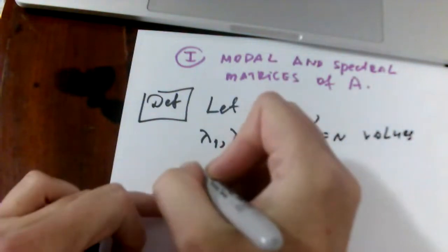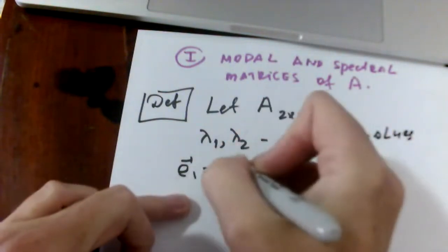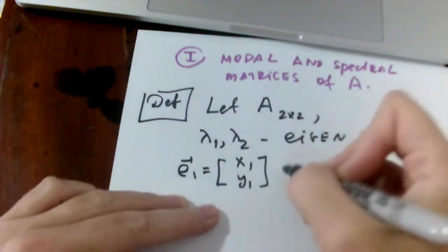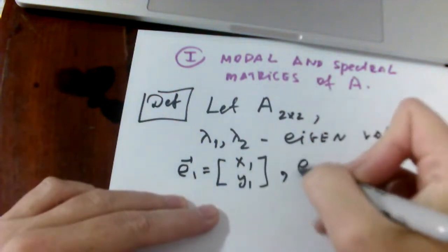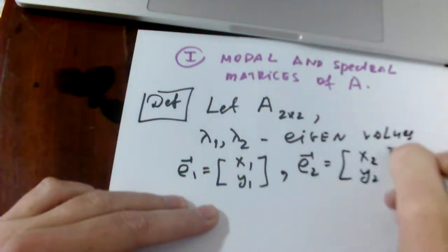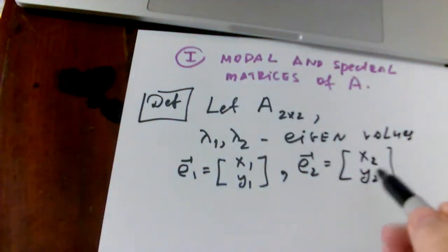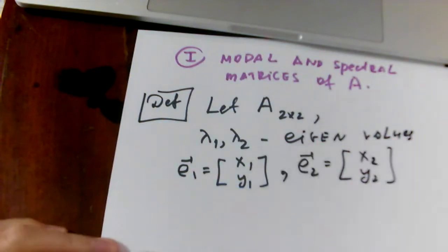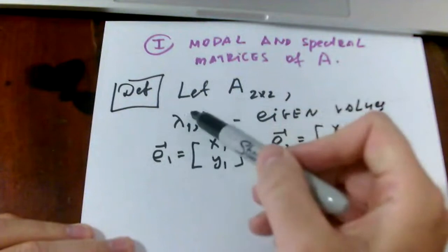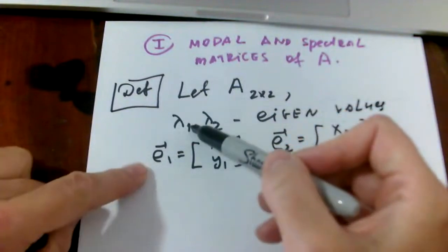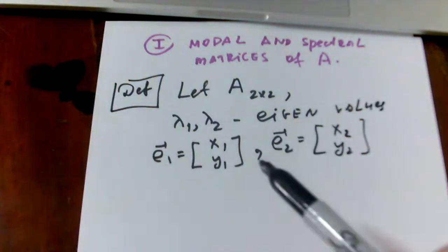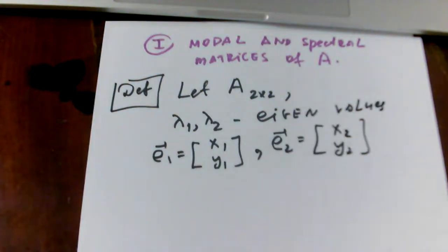And also, let E1 with components x1, y1 be the first eigenvector, and E2 the second eigenvector. Let's denote its components x2, y2. And remember that each eigenvector corresponds to its own eigenvalue. So the first eigenvalue was lambda 1, so it has vector E1, and so on. The order matters. In linear algebra, order matters all the time.